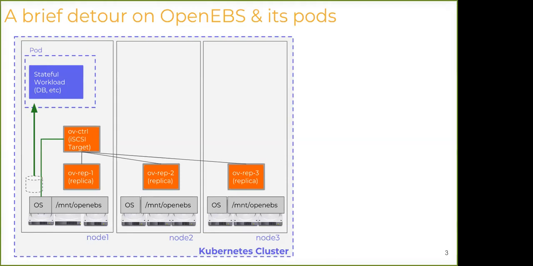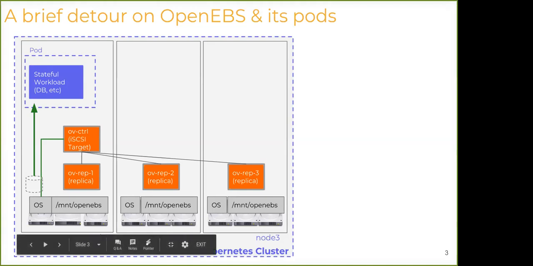And at the same time, we can see the replicas are spread out. There are 3 replicas we can see. They have been spread out across 3 nodes, Kubernetes nodes. Right.